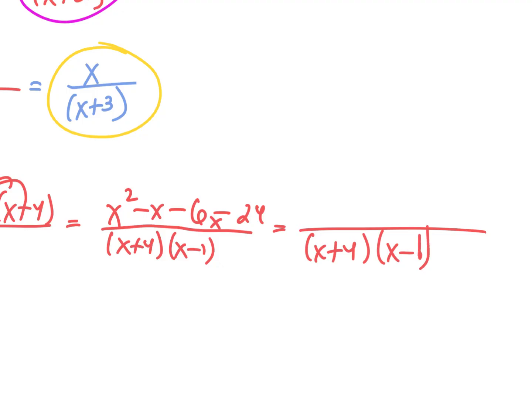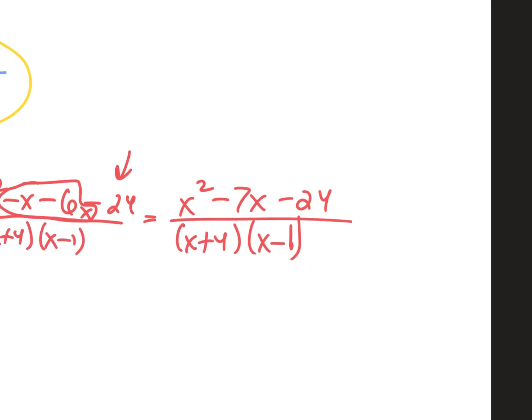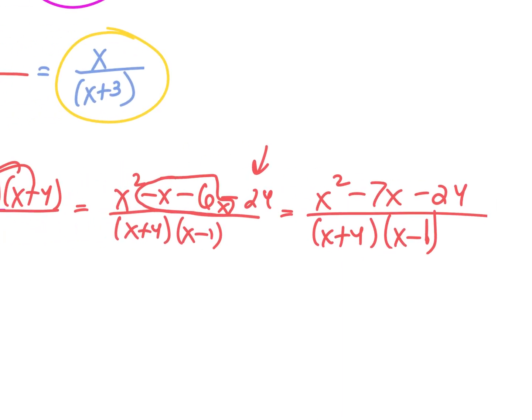And then we're going to combine like terms. I have x squared. I have a negative x and a negative 6x. Negative x minus 6x is negative 7x. And then I have minus 24. And then the last thing we should do is see if we can factor. The negative 1 here and a negative 6.